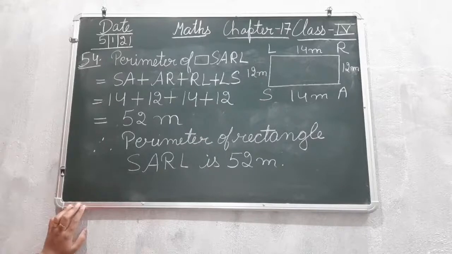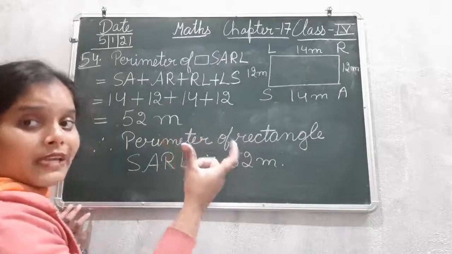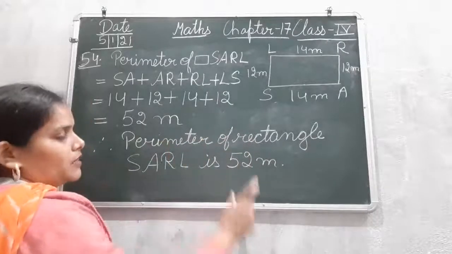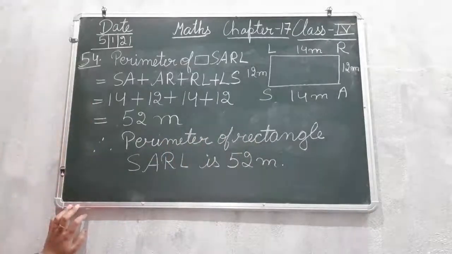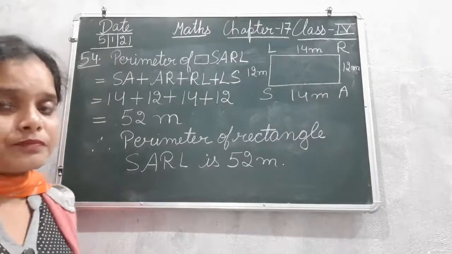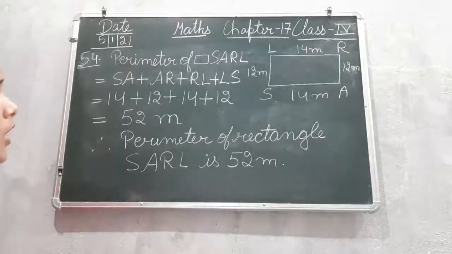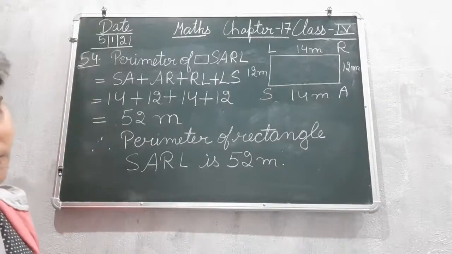So the question was given in which we have to find the perimeter of a rectangle, and its measurements were given. तो हमने diagram draw करके measurements लिखे, then we gave the name of the rectangle, and after that we found its perimeter, that is 52 meter. So this is the solution of question number 54. All of you can just pause your videos here and note it down in your notebooks.